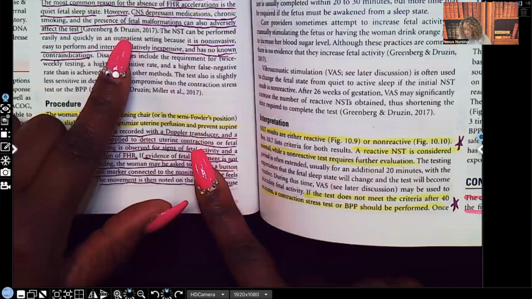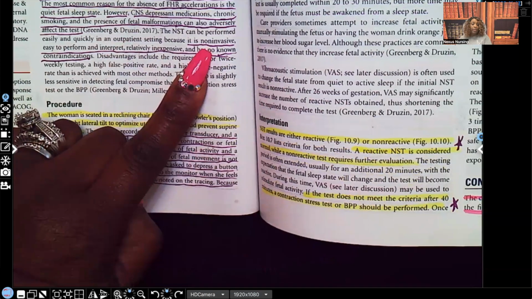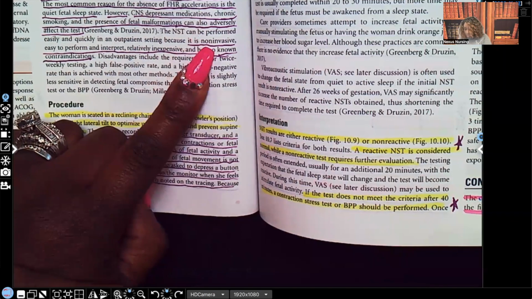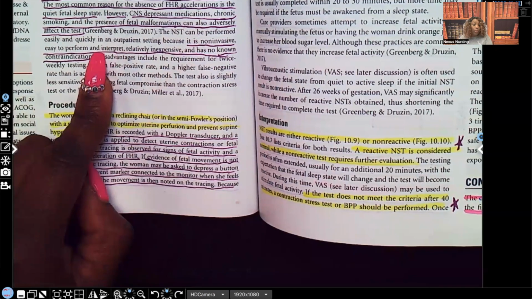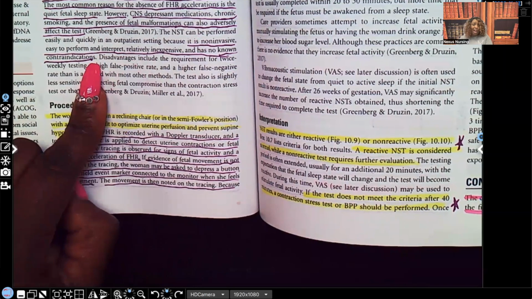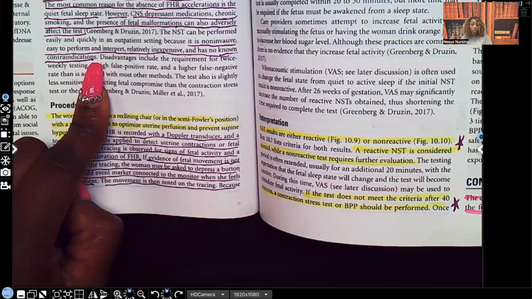Now take a look here. This test is non-invasive. That is wonderful, because guys, anything that's invasive, we're increasing the risk of introducing pathogens and organisms into the patient and giving them an infection, right? That increases the risk of infection. So that's wonderful. It's non-invasive. It's easy to perform and interpret. It's inexpensive. And there are no contraindications. That is wonderful for the non-stress test, because the stress test is a different story. But this is important for you to know about the non-stress test.